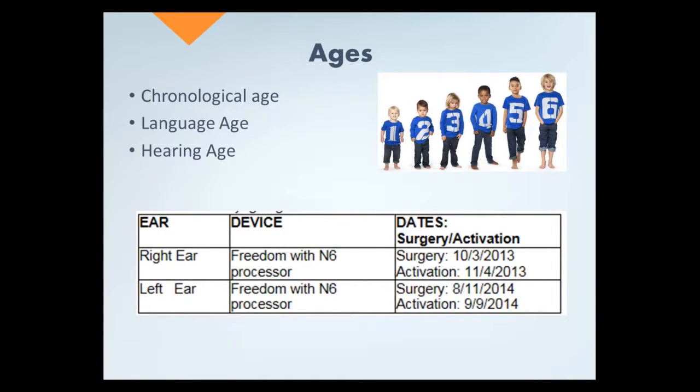So let's just say the child had a profound hearing loss before receiving cochlear implants. So I look at the dates of activation, or the dates the cochlear implants were turned on, to determine the hearing age. So for this child, it would tell us that the right ear has a hearing age of 2 years, 9 months, and the left ear has a hearing age of 1 year, 11 months. It's just a good reminder to keep in mind the length of time they've had access to sound.